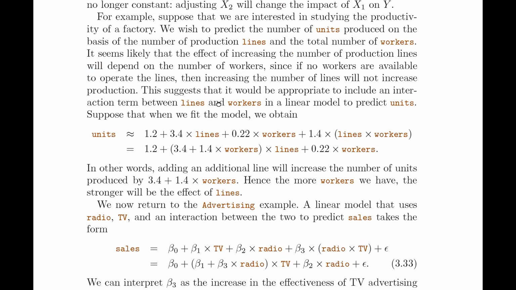Are we going to use a different type of data set? We have lines and workers. For example, suppose that we are interested in studying the productivity of a factory. We wish to predict the number of units produced on the basis of the number of production lines and the total number of workers. It seems likely that the effect of increasing the number of production lines will depend on the number of workers, since if no workers are available to operate the lines, then increasing the number of lines will not increase production. This suggests that it would be appropriate to include an interaction term between lines and workers in a linear model to predict units.